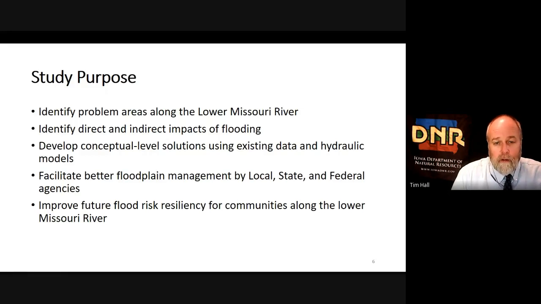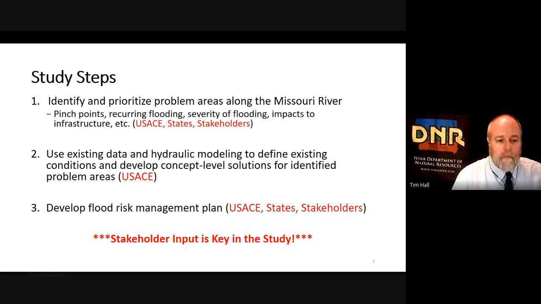that occur? We're going to use existing data and hydraulic models to work through those problem areas and figure out what solutions might work and what we might be able to do. We also want to use the results of this to allow local, state, and federal agencies to do better floodplain management. All of the information that comes out of this will be made available to local entities, and ultimately to improve future flood risk resiliency along the river.